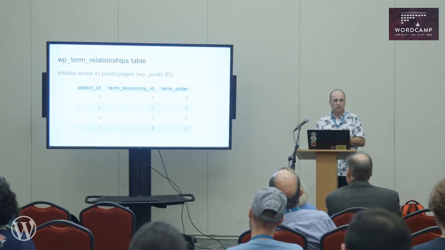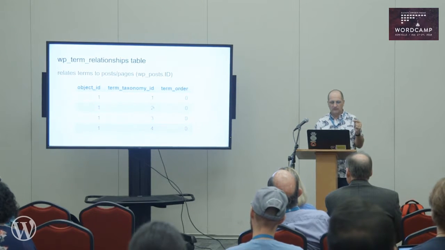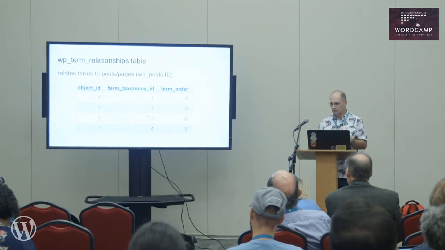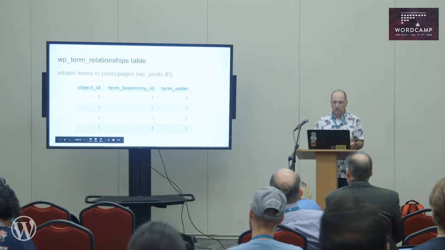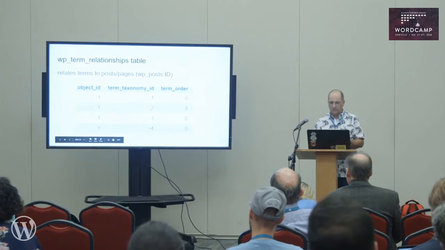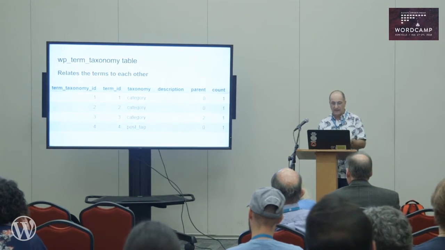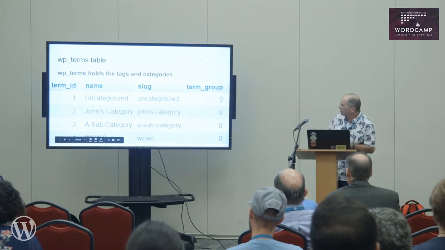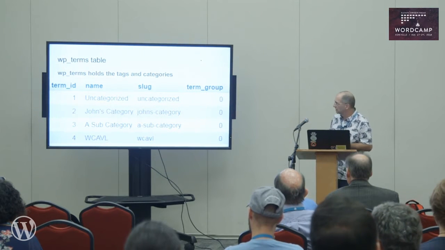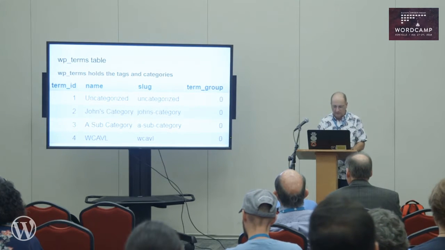And then we have a term relationships table, which says this object ID is the post ID and the taxonomy ID, and then what order. Usually the orders are all zero. But this is saying that post number one is tagged with the three categories, 1, 2, and 3, and the tag. So that post had all three of these categories, and the WCAVL tag. We can look at that later.